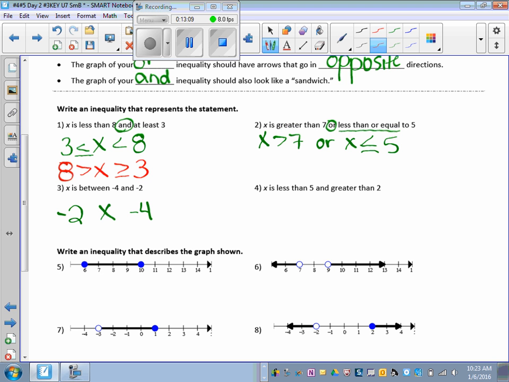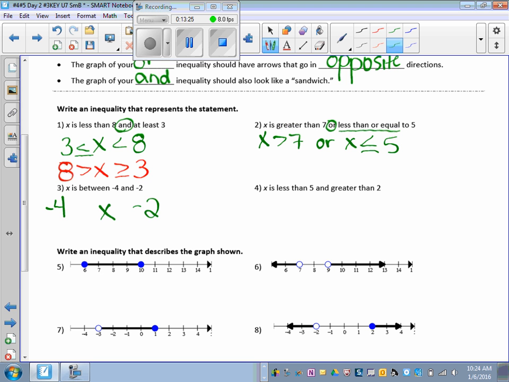Oh, you're right. Thank you, Trey. Trey just caught my mistake. -4 is less than -2, isn't it? So -4 is actually my smaller number. Thank you, Trey. So -4 is the smaller one. -2 is the larger one.